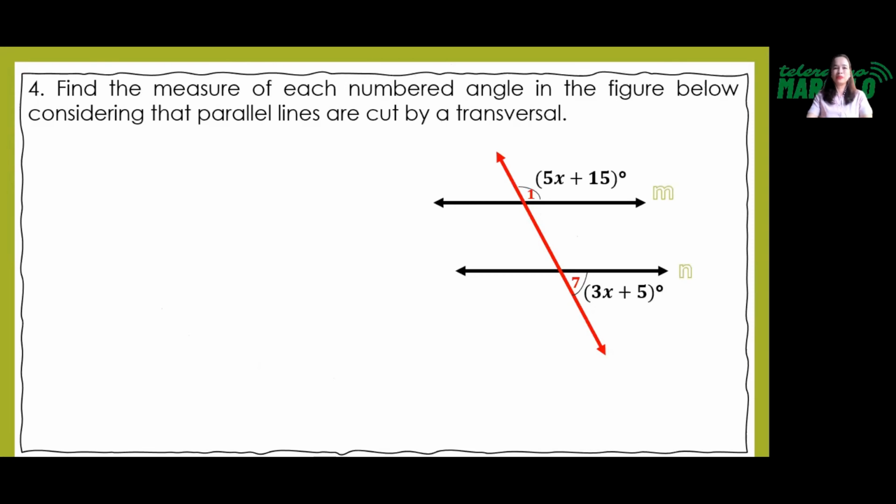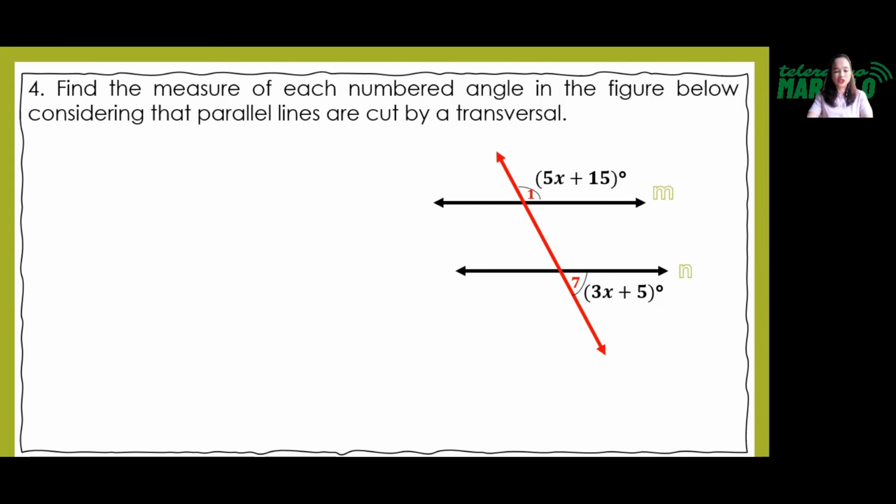For problem number 4, it is stated that you have to find the measure of each numbered angle in the figure below. Consider the parallel lines are cut by a transversal. So our numbered angle is angle 1 and angle 7. And for angle 1, we have 5x plus 15 as the given value. And for angle 7, we have 3x plus 5 degrees as the given value.